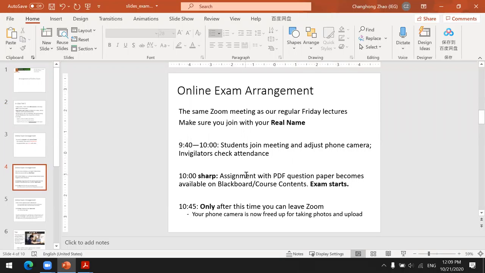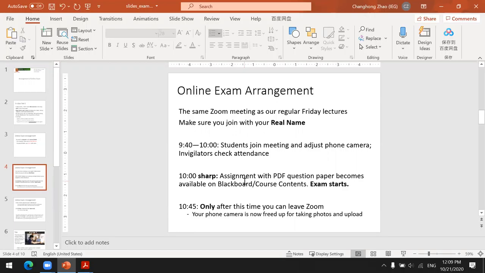Right, the examination starts at 10 o'clock sharp. At that time, an assignment with PDF question paper will become available on Blackboard. But before that, you have 20 minutes to register into the Zoom meeting, just the same Zoom meeting as our regular Friday lecture. And you might need some time to adjust your phone camera so that it looks like the figure that you will see below. And this is also the time for invigilators to check attendance.